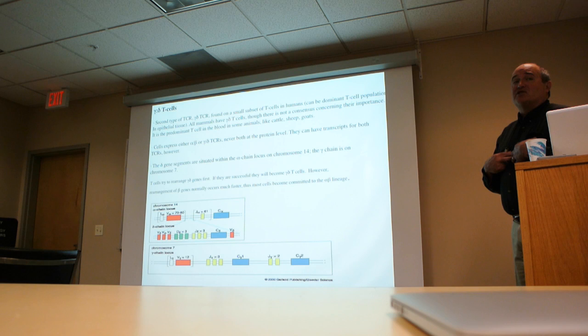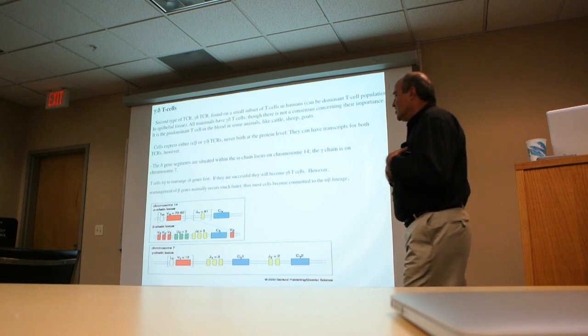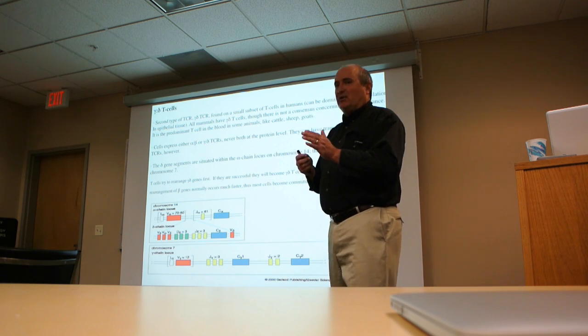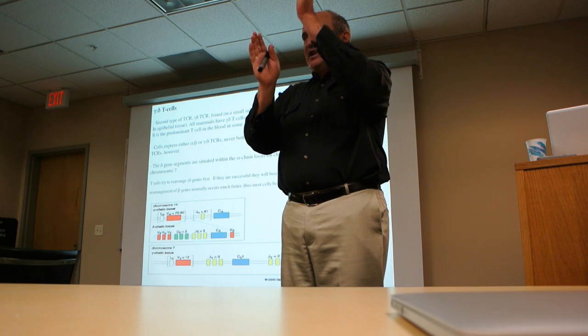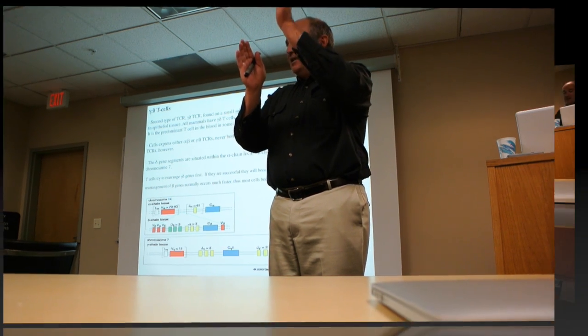Those loci are rearranging just when the alpha beta are rearranging. And so we are getting rearrangement events, and it's kind of a race to see who's going to come out first, an alpha beta or a gamma delta.